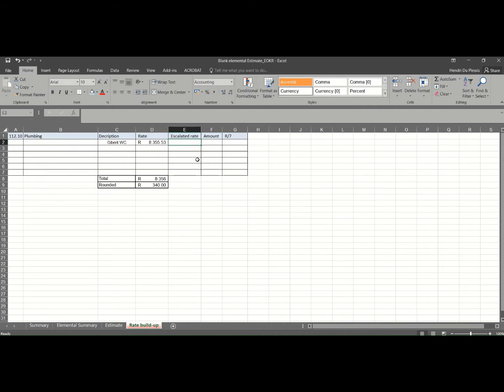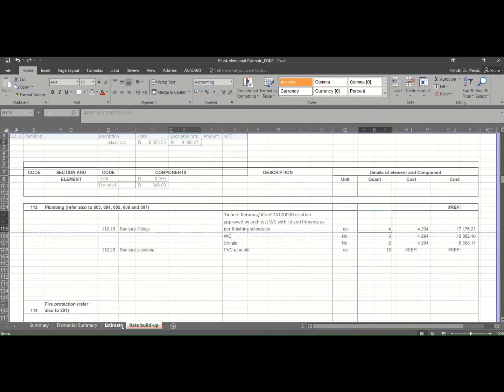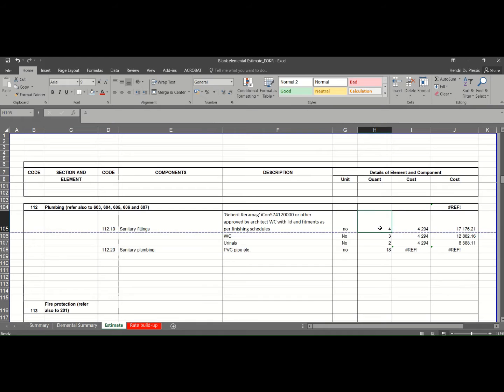and then we've got our rate of 8,000 times, and let's make it compounded. So it's our rate times 106 divided by 100. We're escalating it with 6% per year, and then we just escalate it again for 2 years, okay, to get to our escalated rate. So you can use your escalated rate in your item here.